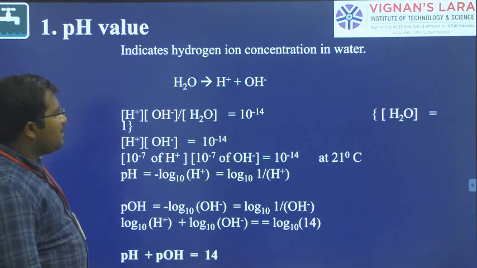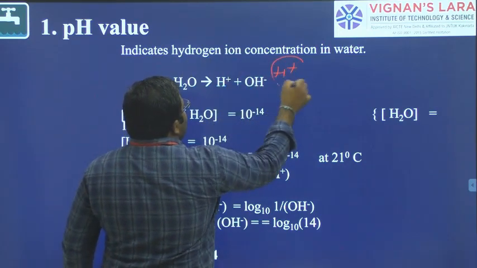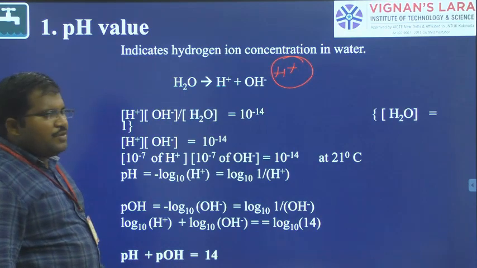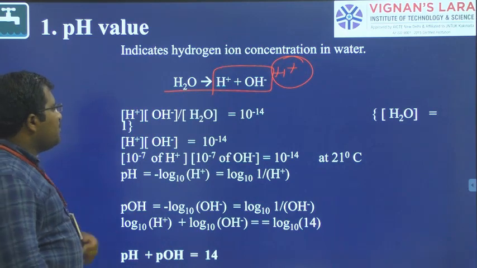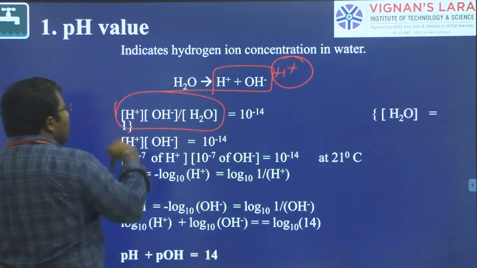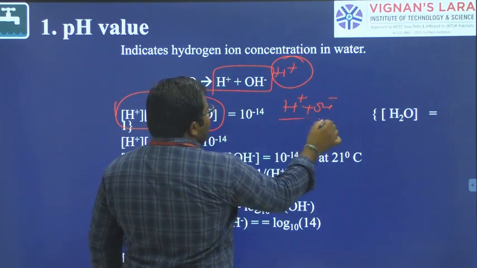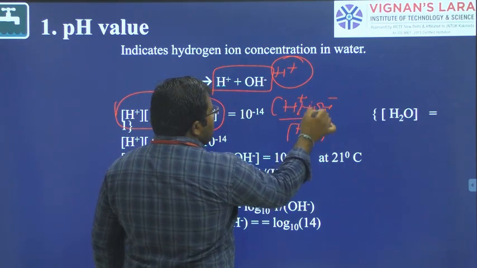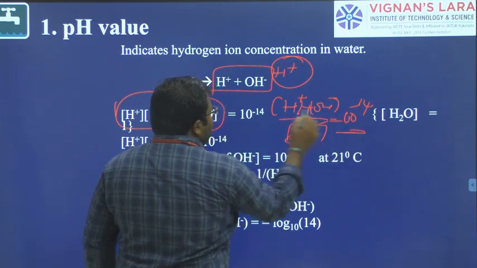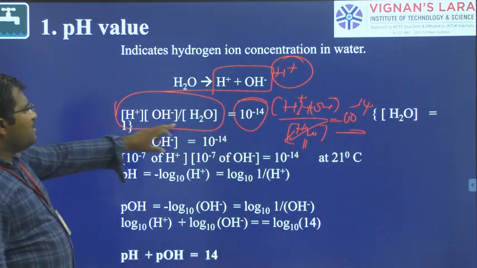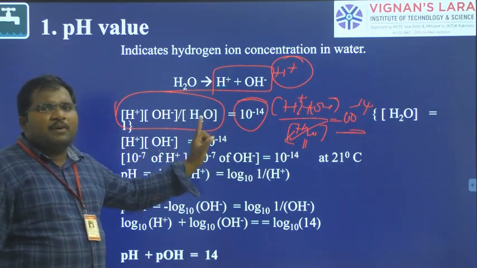The first thing is pH. pH indicates the concentration of H plus ions in the water. H2O dissociates into H plus and OH minus ions. If you write the ionic equation, H plus times OH minus divided by H2O concentration, and the H2O concentration equals 1, so this is equal to 10 to the power of minus 14. Since the denominator is 1, H plus times OH minus equals 10 power minus 14.